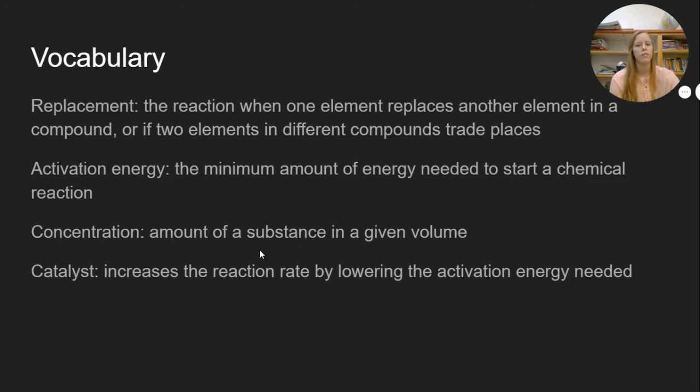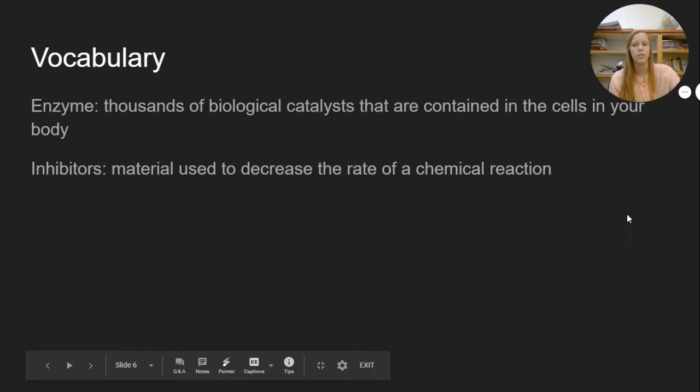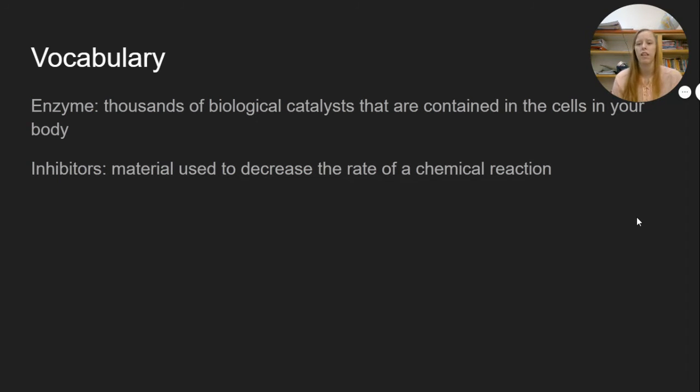Concentration, amount of a substance in a given volume. A catalyst increases the reaction rate by lowering the activation energy needed. And then the last two, enzyme is thousands of biological catalysts that are contained in the cells in your body. And inhibitors, material used to decrease the rate of a chemical reaction.